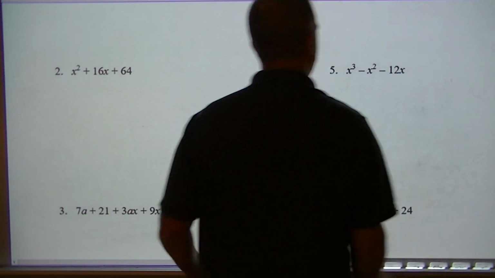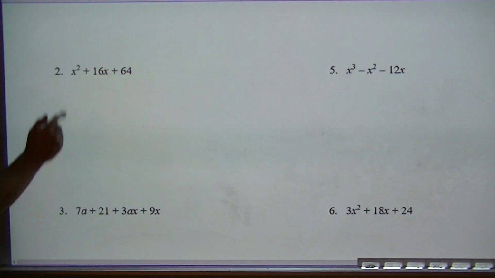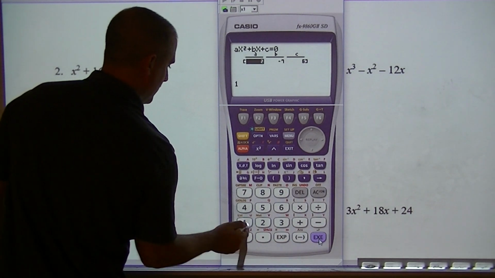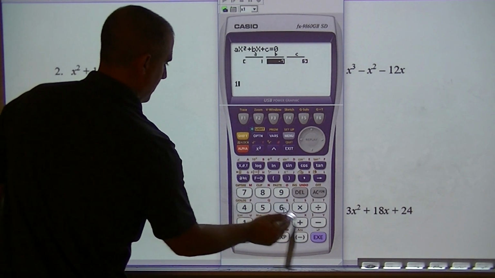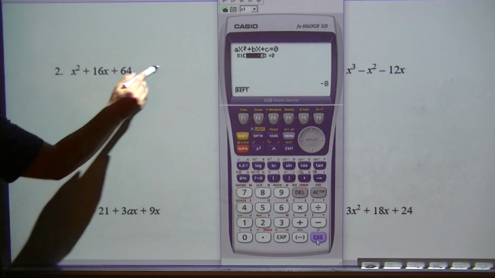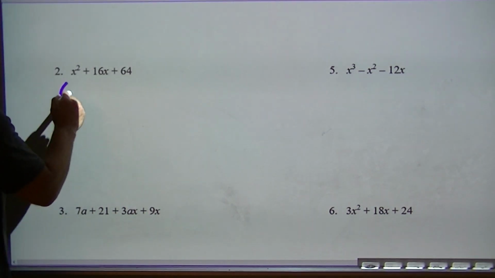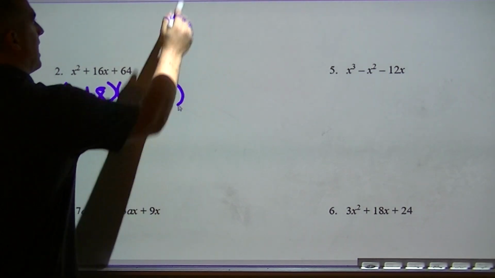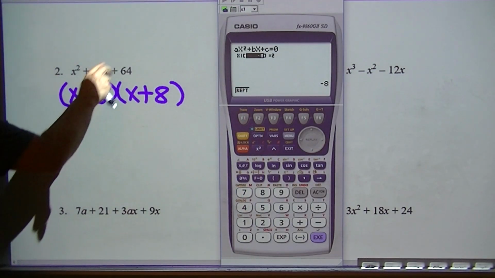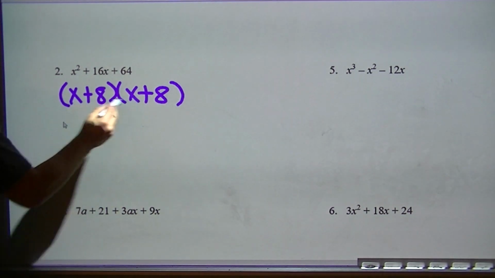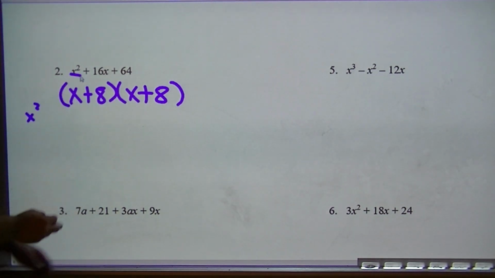Our change is going to come on this next problem. What I'm going to do is type in 1, 16, 64. So that means I've got that solution twice. So I'm going to write the factor of x plus 8 two times. That's what the times 2 means. Times 2 is reference to change, that's the solution, change that around. And I'm going to check. X times x is x squared. That's the same as this.